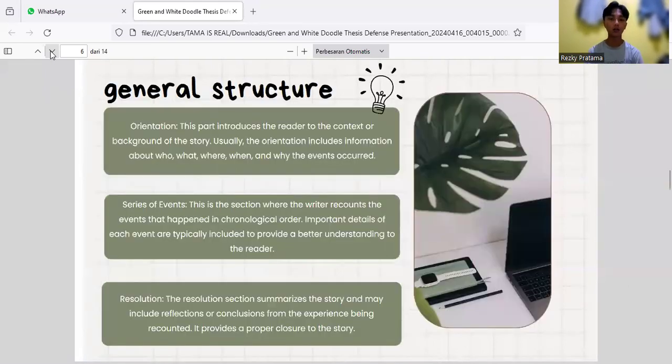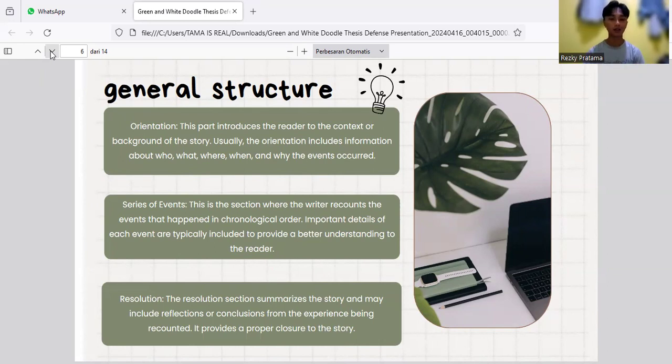General structure of the text. For number one is orientation. This part will introduce the reader to the context or background of the story. Usually, the orientation includes information about who, what, where, when, and why the events occurred in the past.